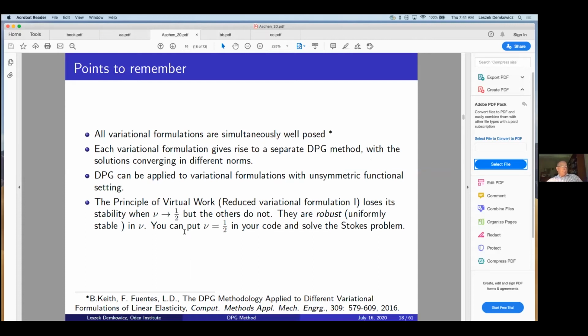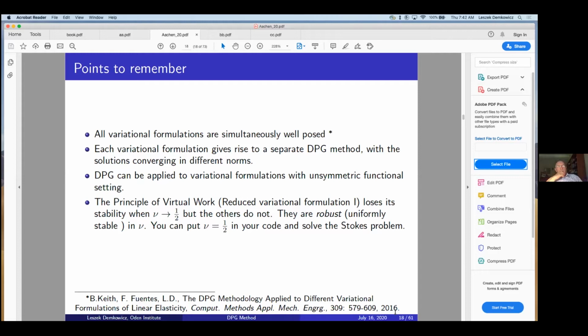Points to remember. The first one is that all these variational formulations are simultaneously well posed. If one of them satisfies the inf-sup condition, so do the others. Now, I didn't show it. There's no way I can show it in a few minutes. But if you're interested, the proofs are in this paper with two of my former students, Brendan Keith and Federico Fuentes, from 2016. So these are well-posed problems. They make sense to approximate them.